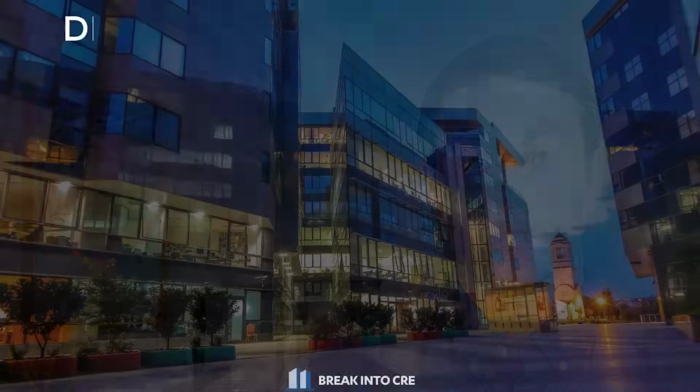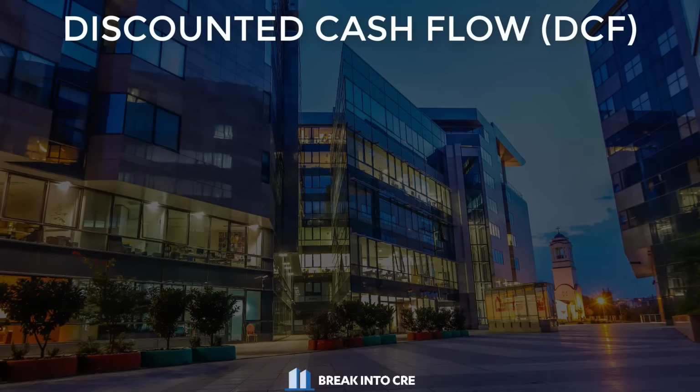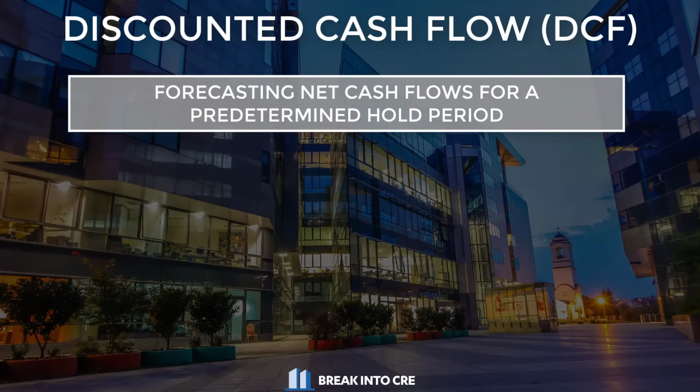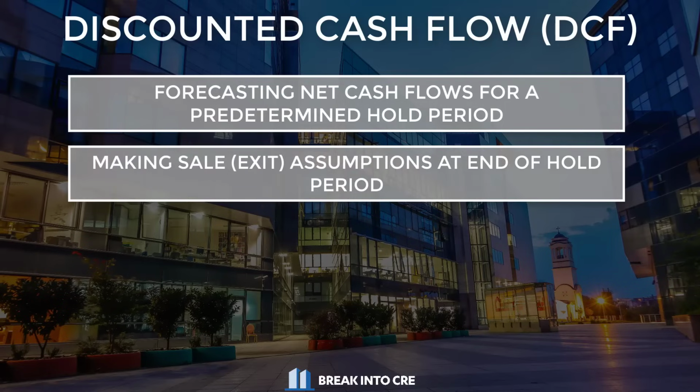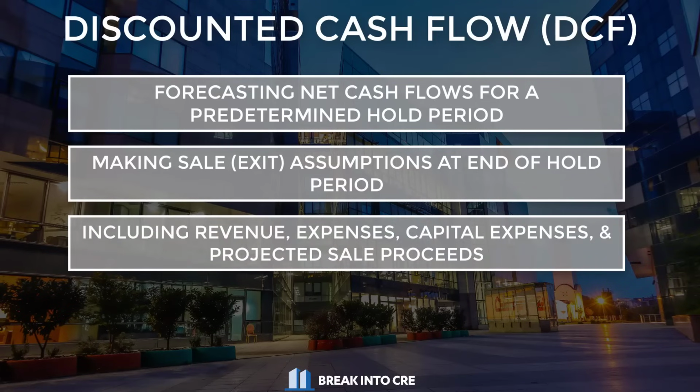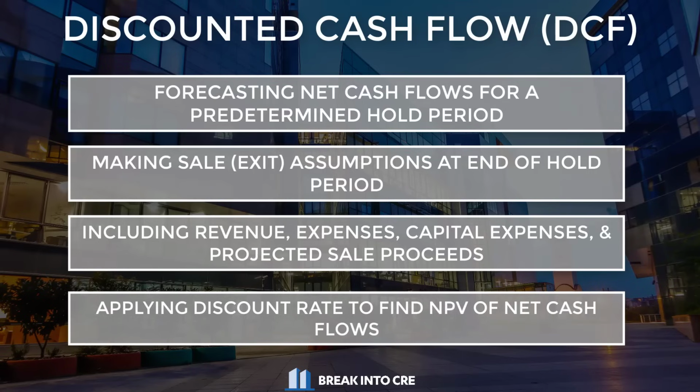And finally, the third income approach method, and the method that we use in many of our Break into CRE courses, is the discounted cash flow method. And this involves forecasting net cash flows over a significant period of time, usually somewhere around 10 years, coming up with what an assumption will be for the sale price of the asset, and then taking those net cash flows, taking into account revenue, expenses, and capital expenses, and taking into account those sale proceeds when you assume to sell the deal, and then applying a discount rate to discount those cash flows to come up with a valuation for the deal.